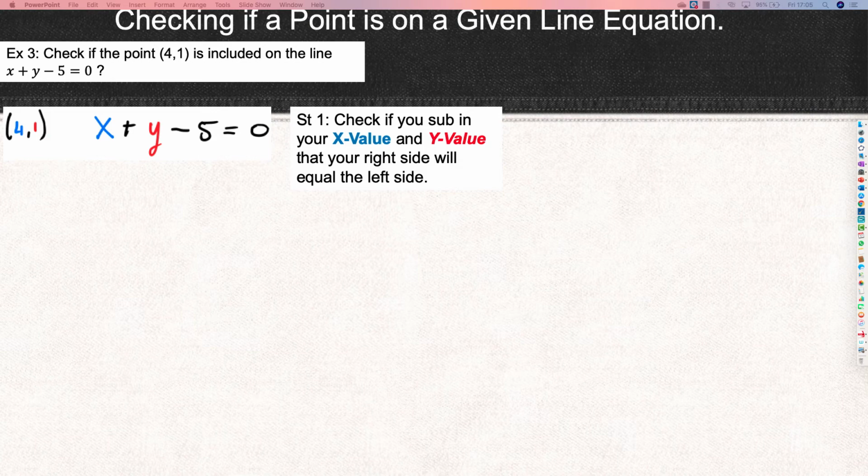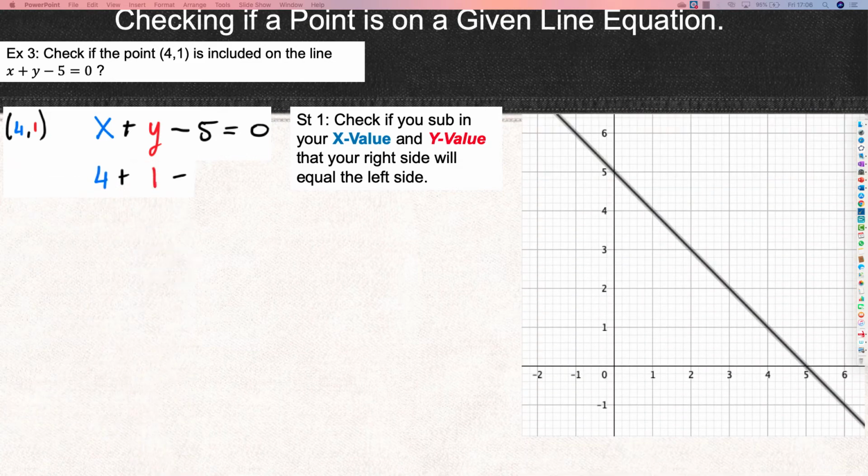All we have to do is literally sub in an x value and a y value and see does it give us 0. So what I mean by that is call your x value 4 and your y value 1 and see does 4 plus 1 minus 5 give 0. 4 plus 1 minus 5? 5 minus 5, 0 is equal to 0, and it does exist. This is your line, isn't it? This is your line x plus y minus 5 is equal to 0.